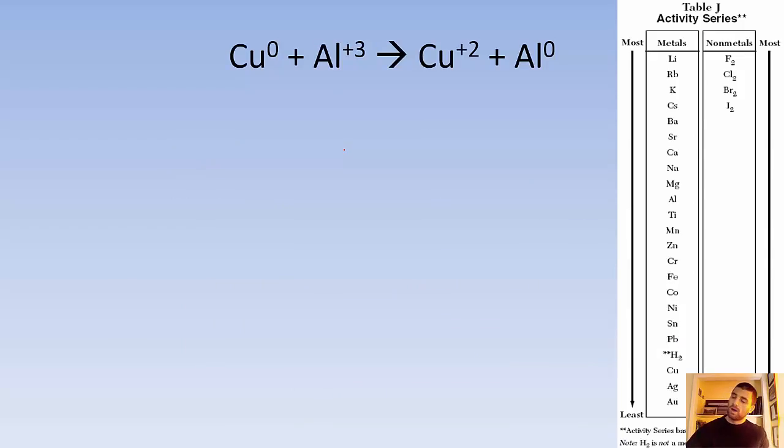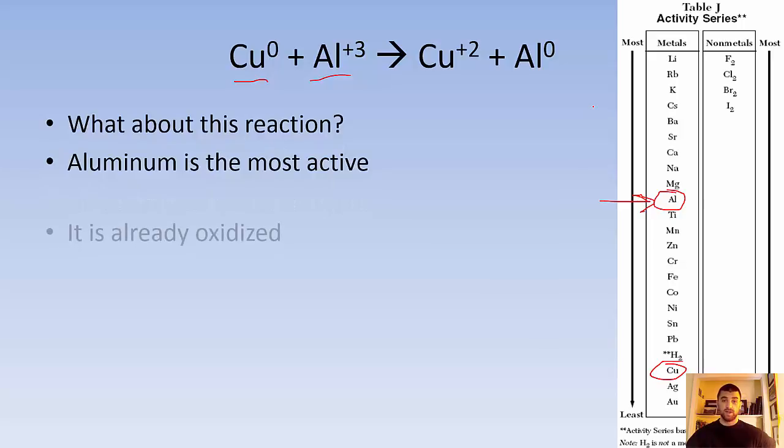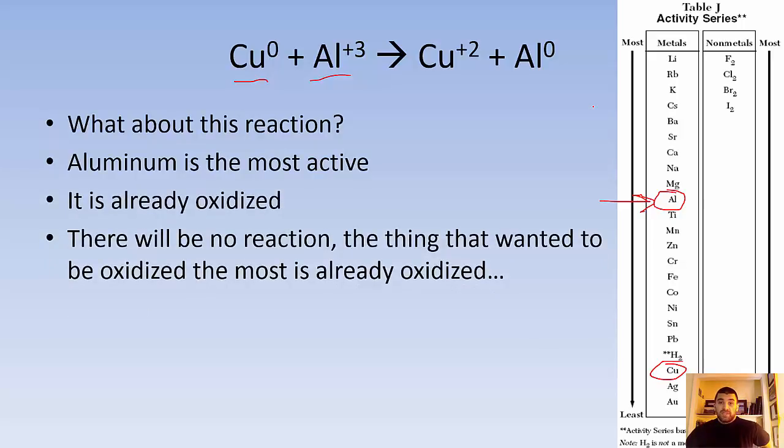All right, what about a very similar situation but different? Here we've got copper being neutral, and we have aluminum that's oxidized. Again, we find those two elements on our table J. There's aluminum and there's copper. The thing that wants to be oxidized more is aluminum. Well, it is already oxidized, so there's not going to be a reaction. The thing that wanted to be oxidized the most is already oxidized.